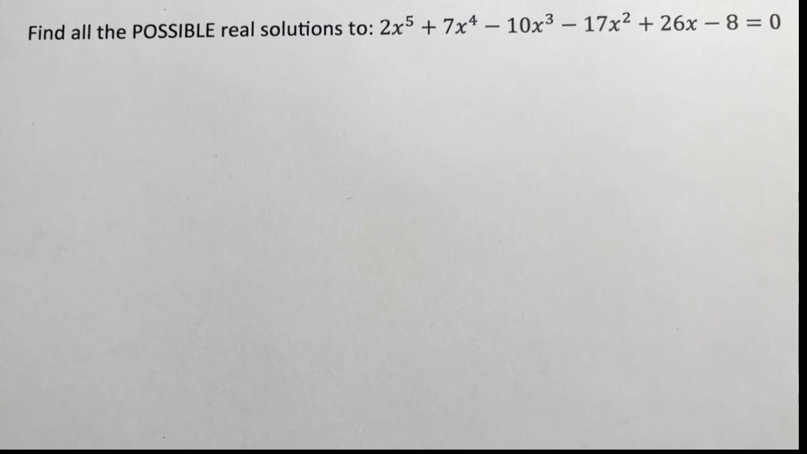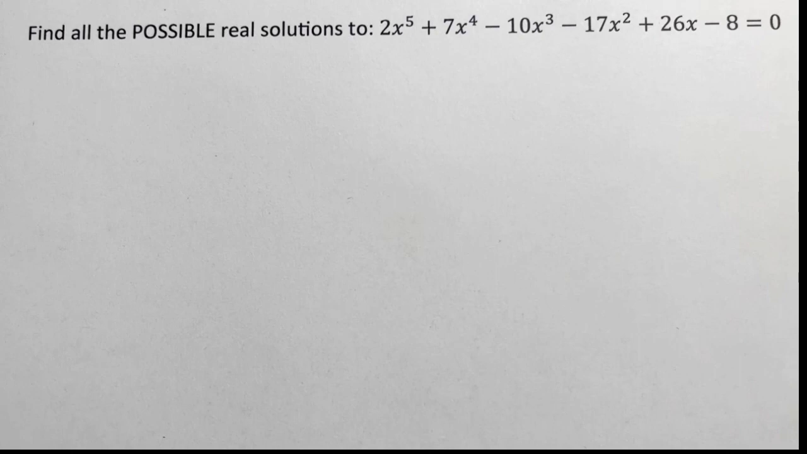Today I'm doing a series of videos on higher order polynomials. This says find all the possible real solutions to 2x to the 5th plus 7x to the 4th minus 10x cubed minus 17x squared plus 26x minus 8. Whew, that's a long polynomial. All right, so there is this method, rational zero test, which we can use to find these zeros.